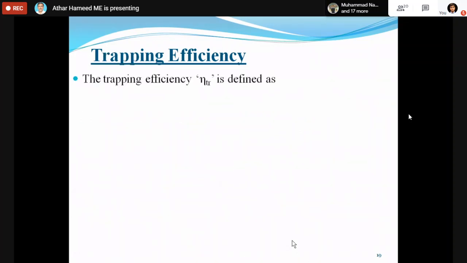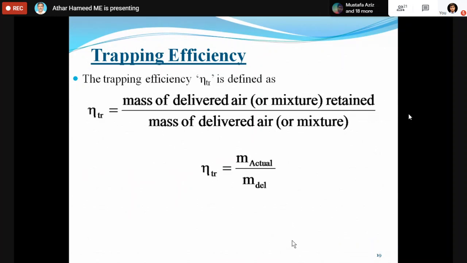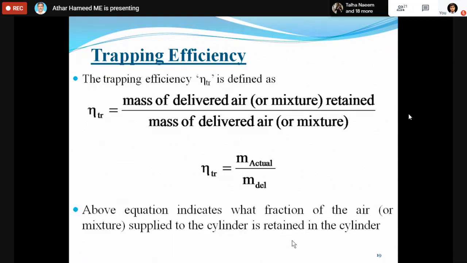Then is trapping efficiency. Trapping efficiency is defined as the mass of delivered air or mixture retained divided by the mass of delivered air or mixture. So whatever is trapped out of the delivered air, the actual mass which is for our use, is trapped inside the cylinder. So it is known as trapping efficiency, right? It indicates what fraction of the air or mixture supplied to the cylinder is retained in the cylinder.